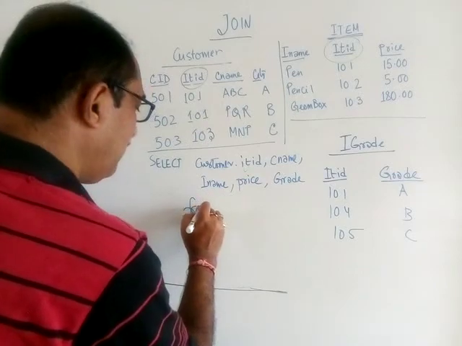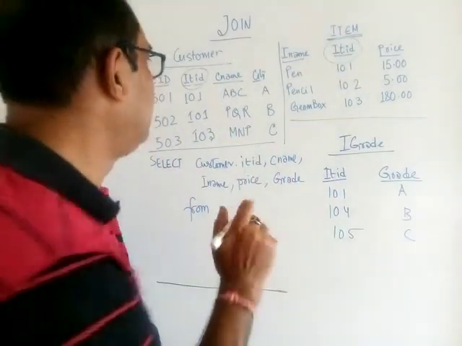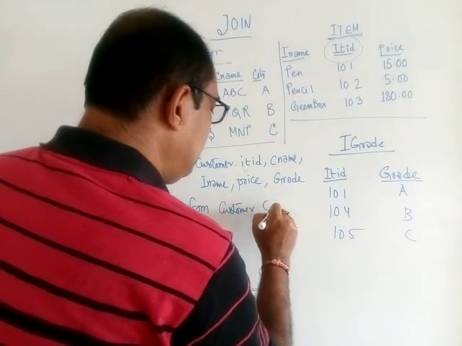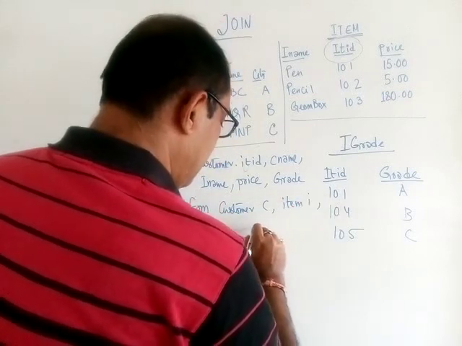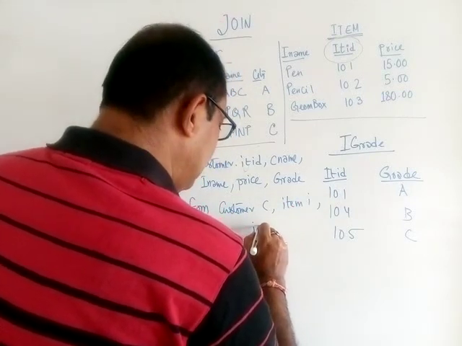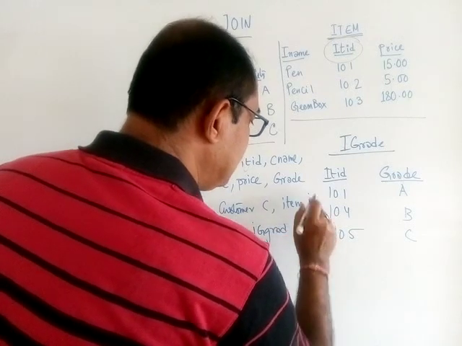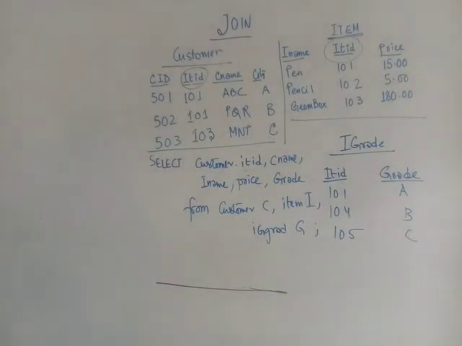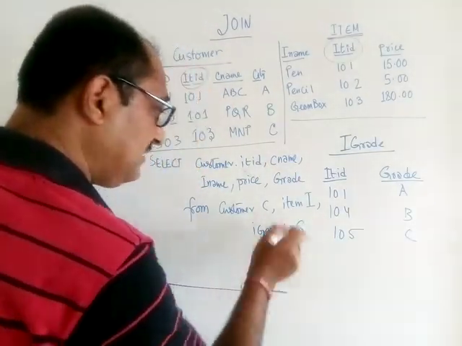From now you can write three names because you have involved three tables here. So you can write customer C, item I, igrade, say I name it as G. This is my I and this is the G. These three aliases I used. Now the condition, sorry, no semicolon, I didn't finish it.